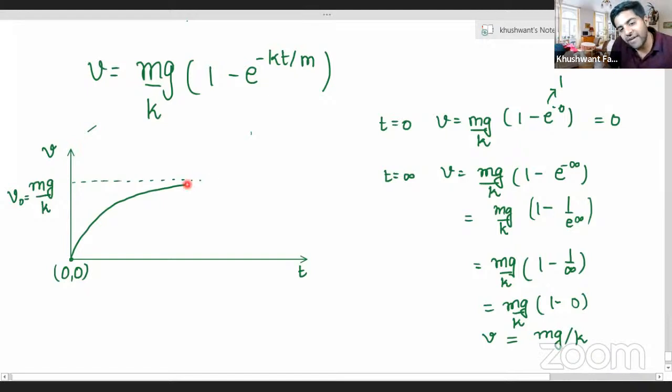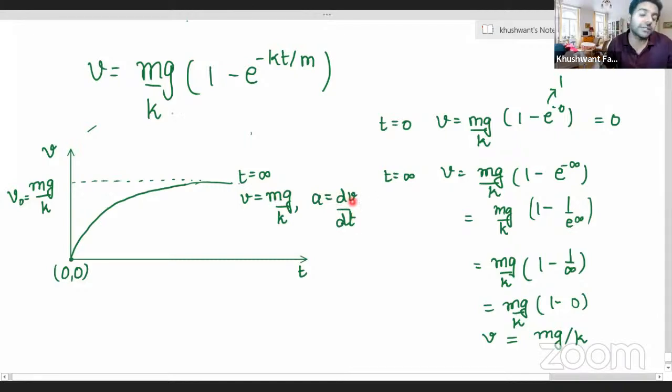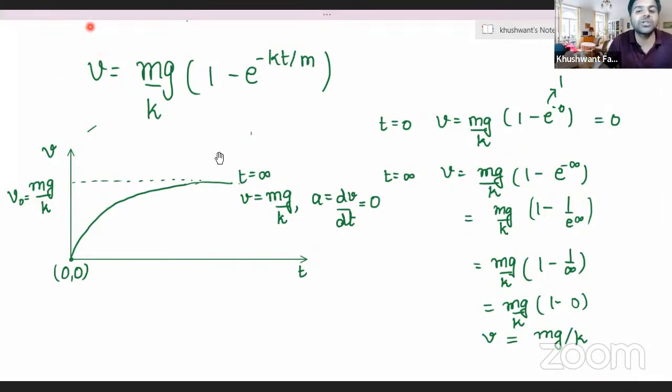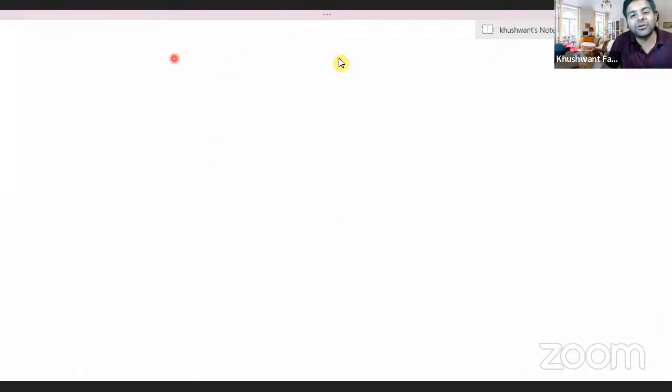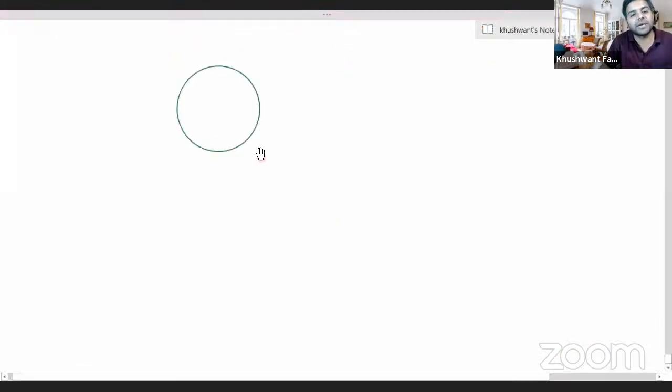So after infinite time, if velocity is becoming constant and equal to mg by k, can I say that acceleration is becoming 0 at t is equal to infinity? Yes, sir. V is becoming equal to mg by k after infinite time. So I can say that acceleration is becoming equal to 0 because acceleration is dv by dt, and if v is becoming constant, acceleration is becoming 0. So if acceleration is becoming 0, what does that imply, Makesh? That net forces acting on the objects are 0 or non-zero? If acceleration is 0, yes.